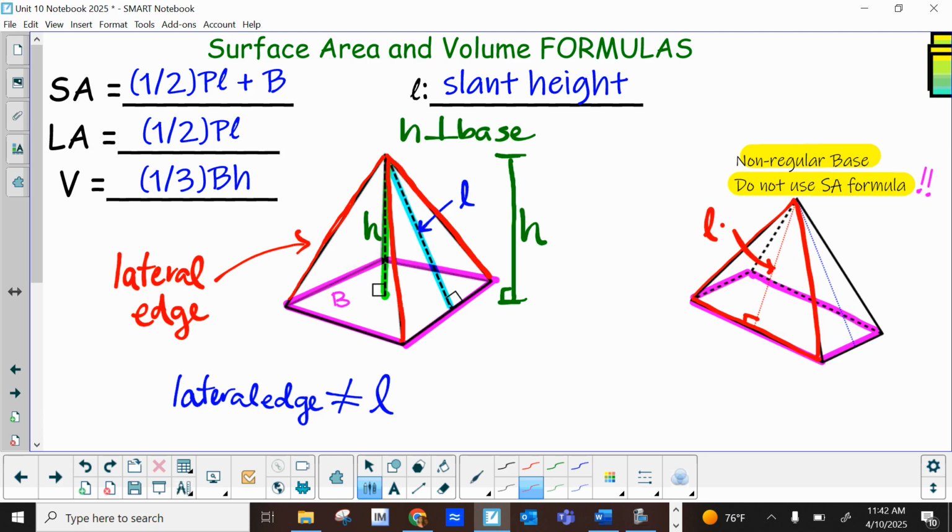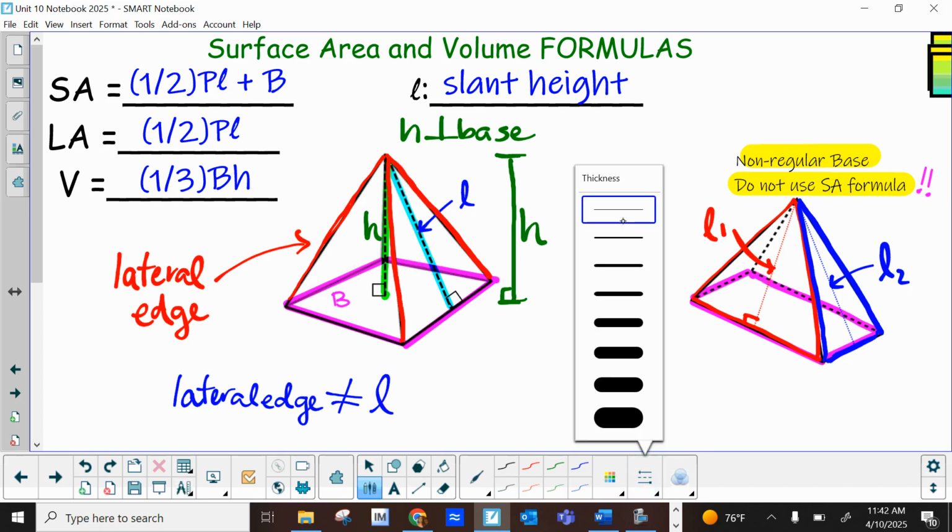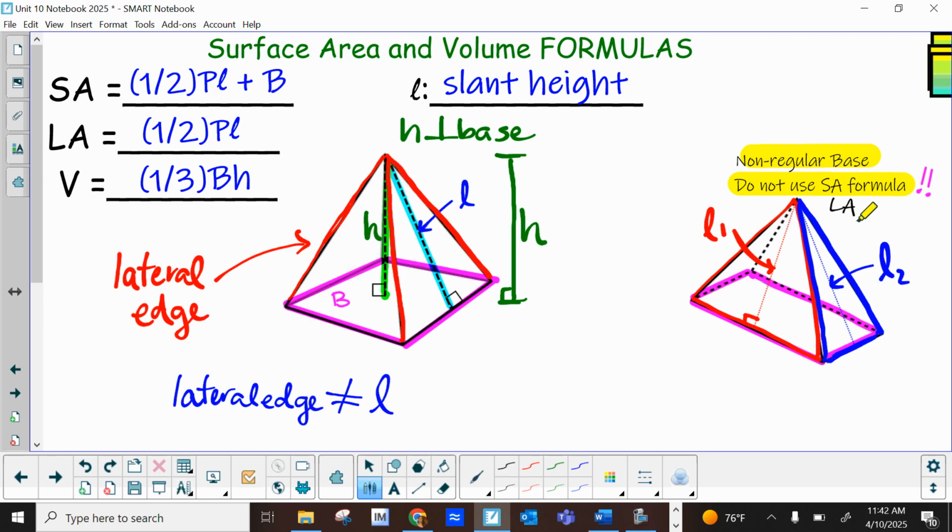I'm going to kind of call that L1. Okay, this blue triangle over here has a different base down here, so it's much smaller. So this is going to be a different slant height. So I'm going to call that L2. So when you have two different slant heights, you cannot use the surface area formula or lateral area. Okay, so I'm going to throw that in there also. Okay, or lateral, because they both have a slant height.